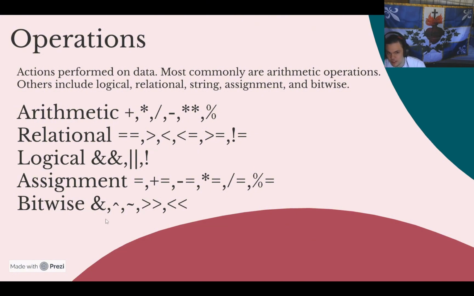And lastly, we have bitwise notation. This is an AND, XOR, and this is a NOT. Bitwise is going to manipulate the data on a binary level, and then you have a right shift and a left shift to move the binary value left or right one.